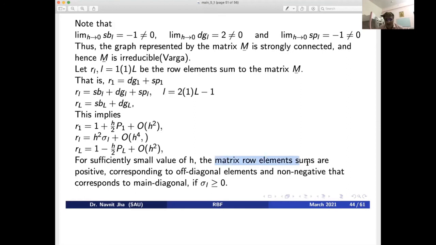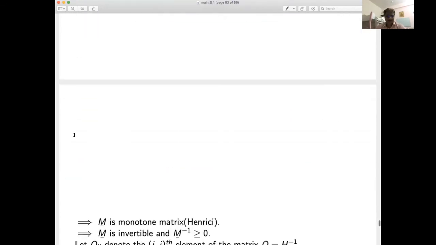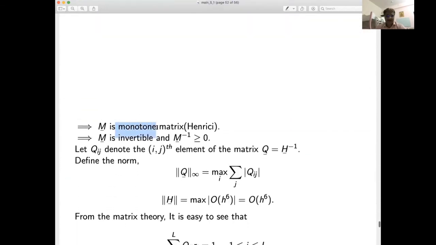So the matrix row element sums are positive corresponding to off diagonal elements. This is corresponding to off diagonal. This is corresponding to off diagonal. And this is corresponding to principal diagonal. So if row element sums are positive corresponding to off diagonal elements, then the matrix is monotone. Now I have both the properties. The matrix is monotone and the matrix is irreducible. If a matrix has both these properties, we will have an invertible matrix.